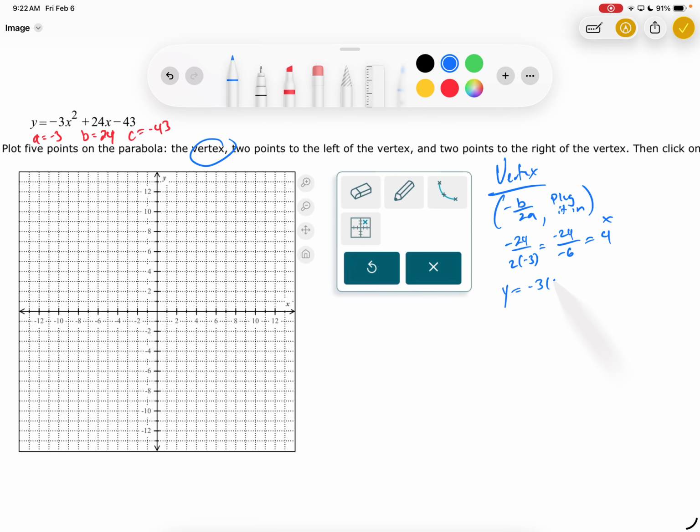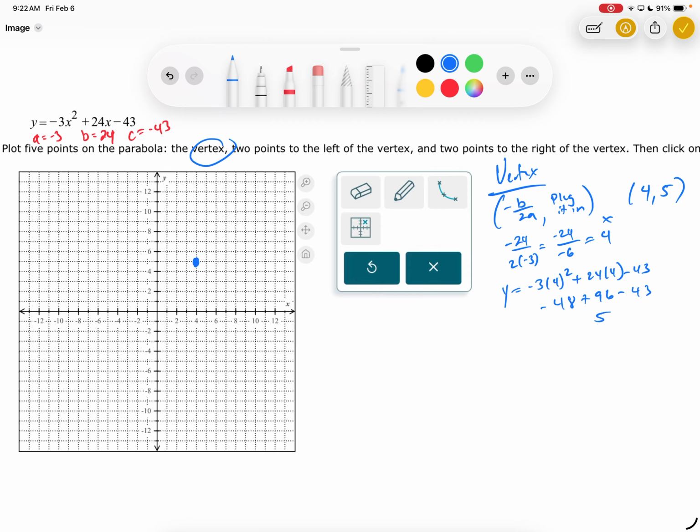So I do -3 times 4 squared plus 24 times 4 minus 43. I'm glad they got us some big numbers to work with here. -48 plus 96 minus 43. That should be +5. So my vertex is 4, 5. So I go put that on the graph. 4, 5 would be right here.